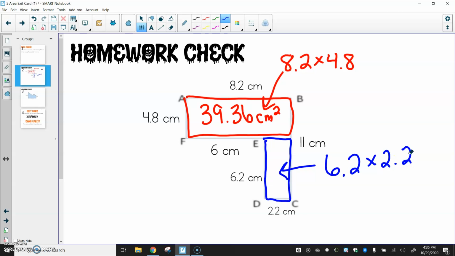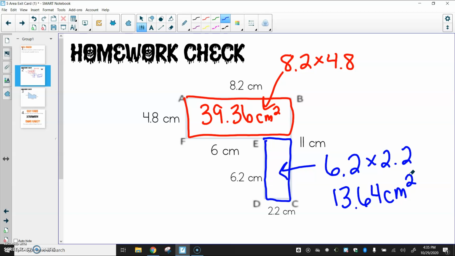So again, I'm going to use my calculator for that, 6.2. I know my answer should probably be close to 12 because 6 times 2 is 12. Let's see if we get something close. Yeah, we end up with 13.64 centimeters squared. Okay, that's pretty close to 12.